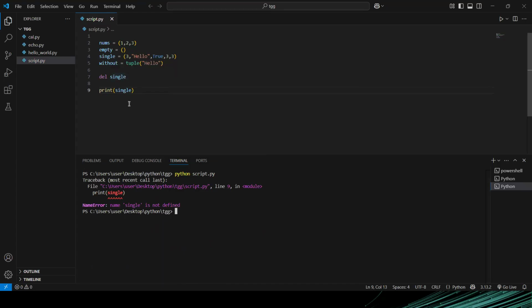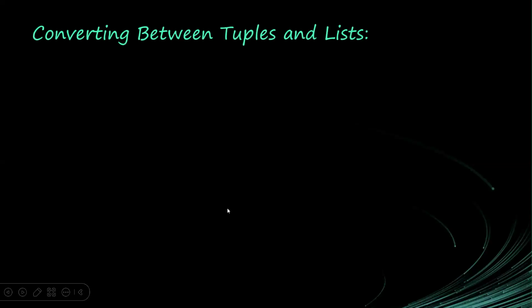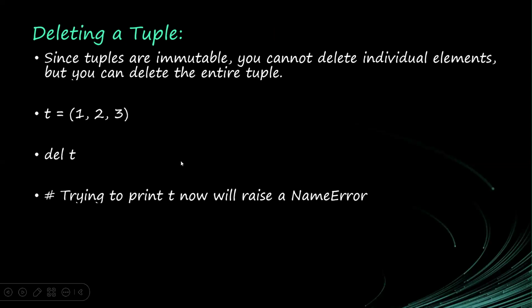But if I comment out this delete and run it again, it will be available. But if I delete it before printing it, it's no longer available. So when you delete it, you're deleting it permanently. If you try to access it, it will give you an error, a NameError.